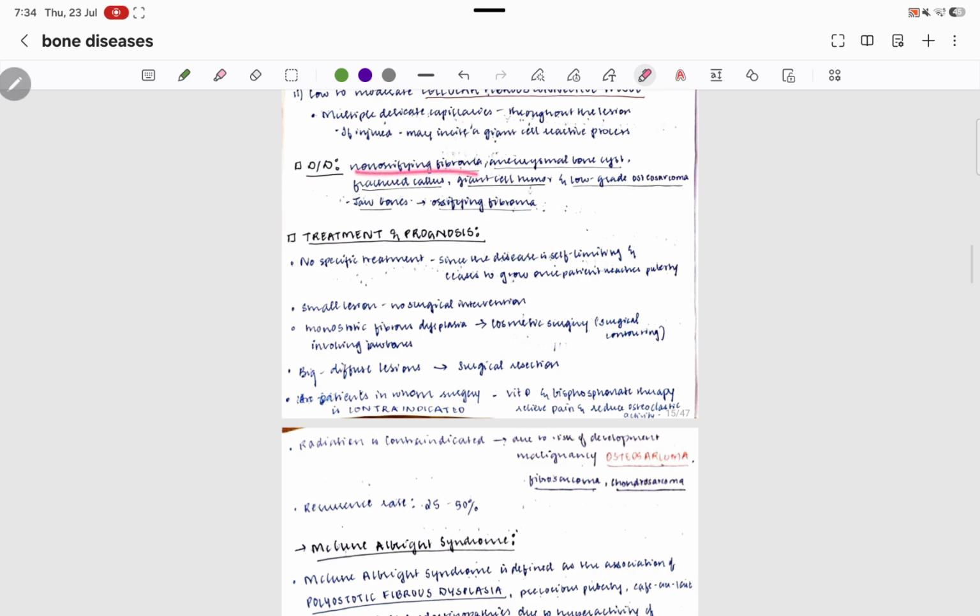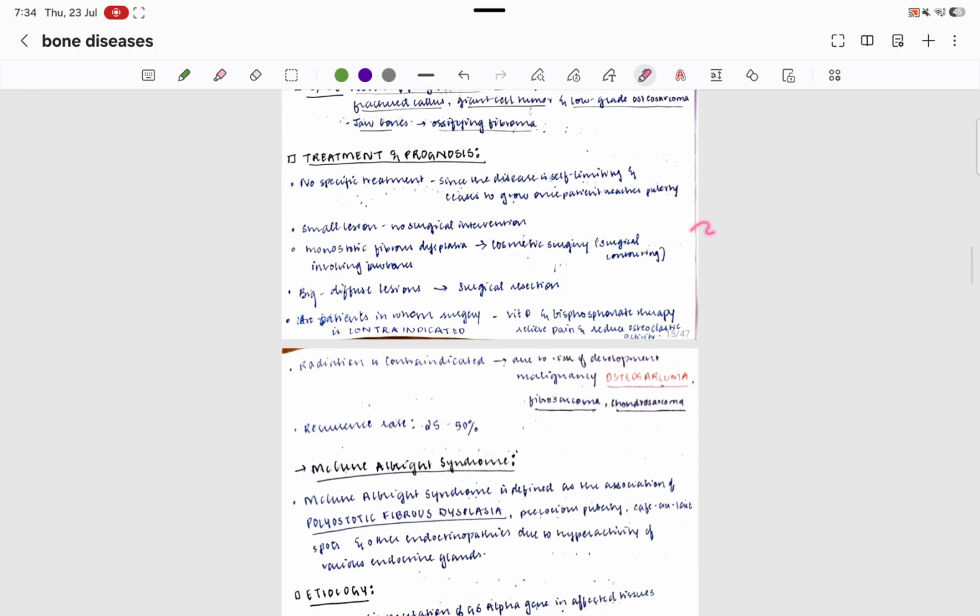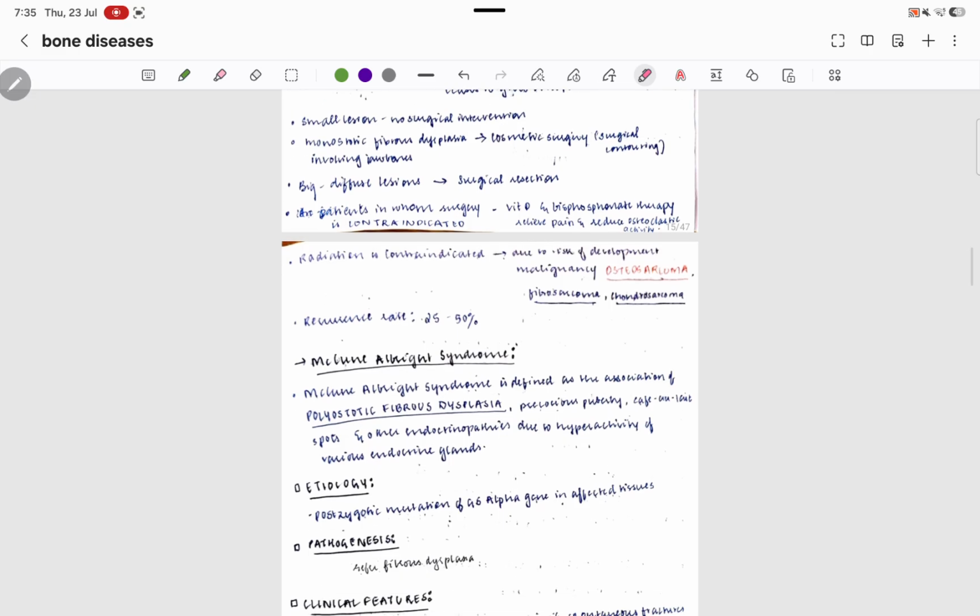The differential diagnosis could be non-ossifying fibroma, aneurysmal bone cyst, fractured callus, giant cell tumor, low-grade osteosarcoma, and in jaw bones, ossifying fibroma. The treatment is non-specific. Since the disease is self-limiting, there is no specific treatment. Small lesions need no surgical intervention because they are not damaging anything as such. For monostotic fibrous dysplasia, cosmetic surgery if there is an expansion, and for diffuse lesions, surgical resection if they are big.